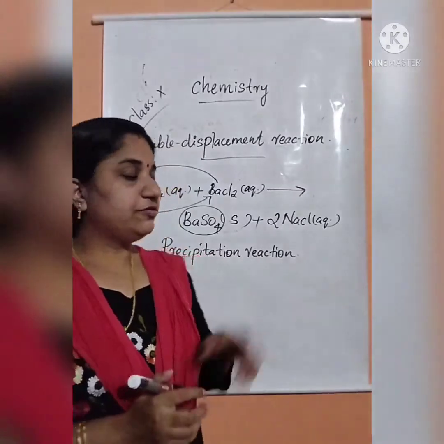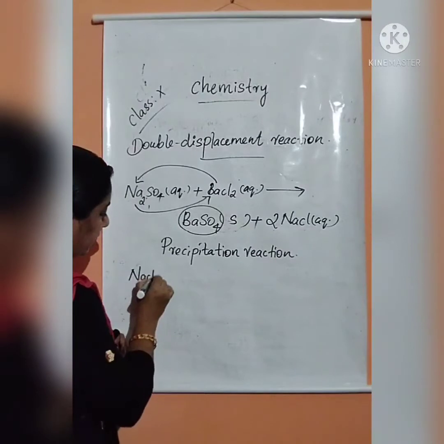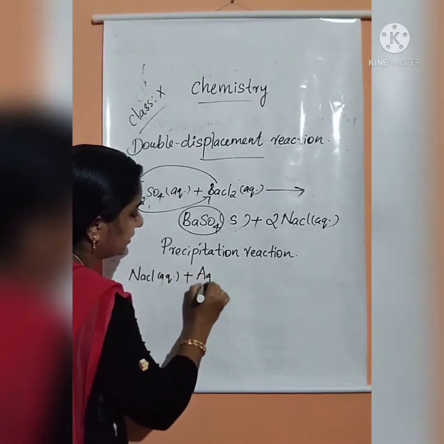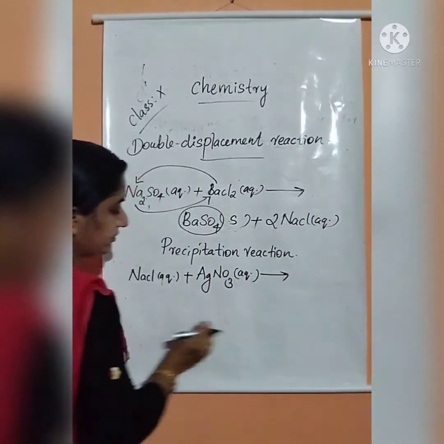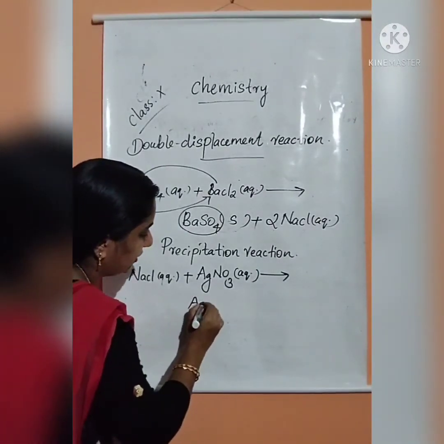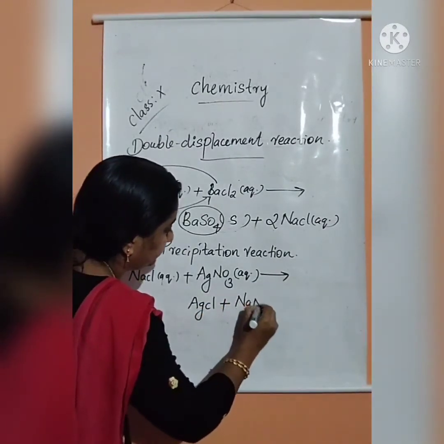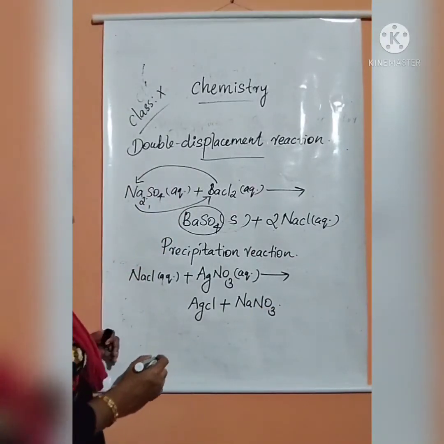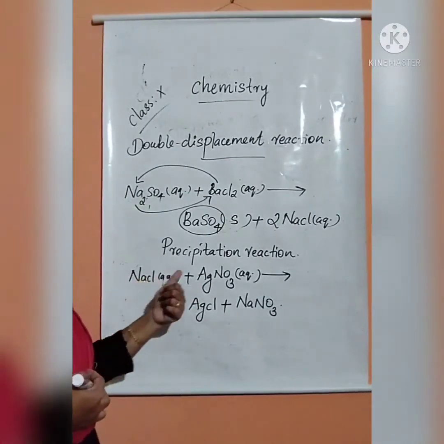Children, another example for double displacement reaction is sodium chloride reacting with silver nitrate solution. The products are sodium nitrate and silver chloride. These are the products formed during the reaction of sodium chloride and silver nitrate.